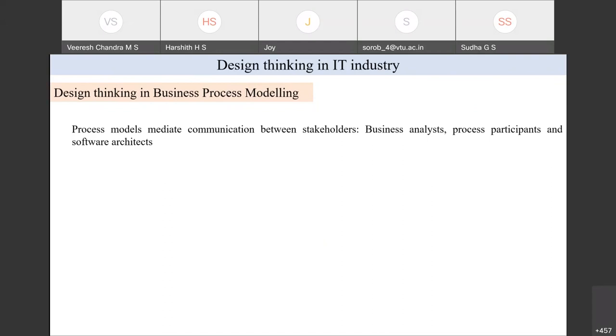Business analysts, maybe process participants, software architects, software programmers, or whoever it is. Whoever it is, a small person working in that particular firm, even to the customer who is getting that product out of it. So everyone can communicate with the help of this business process modeling.